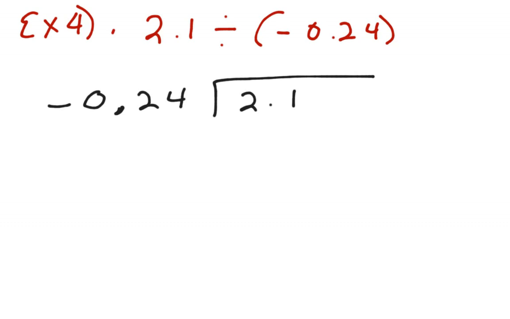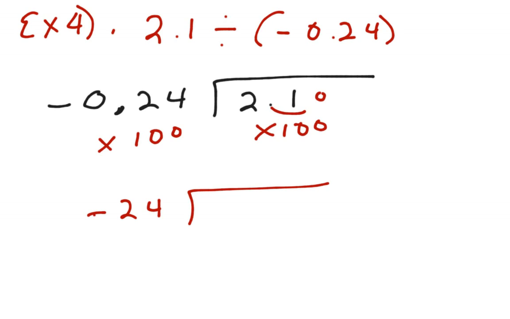So next thing I want to do is multiply by 100, both the divisor and the dividend, so that I can turn that negative 0.24 into an integer, which is going to be negative 24. And then I'm going to move the decimal place. And I have to add a 0 as a placeholder because I don't have enough digits to the right to move my decimal place 2 places. When I multiply 2.1 by 100, I'm going to get 210. And since my divisor is a negative, but my dividend is a positive, when I have one sign different from the other and I'm dividing, my result is going to be negative.